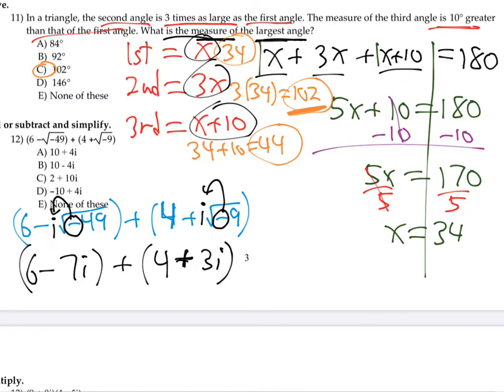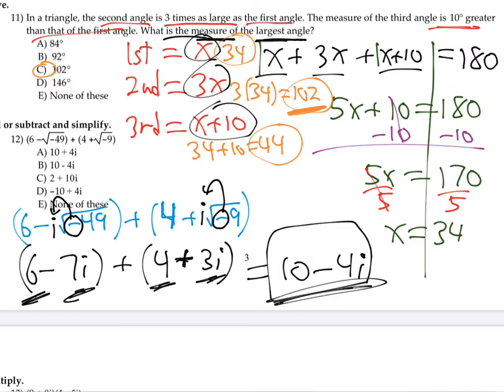Now, is this multiplication? Because there's parentheses. No, so careful. It's still just adding, isn't it? Don't let those parentheses fool you. There's a plus sign in the middle. They're added. So I'm just going to go 6, add 4, 10, negative 7i plus 3i, negative 4i. And there we go. 10 minus 4i, and it's answer B.